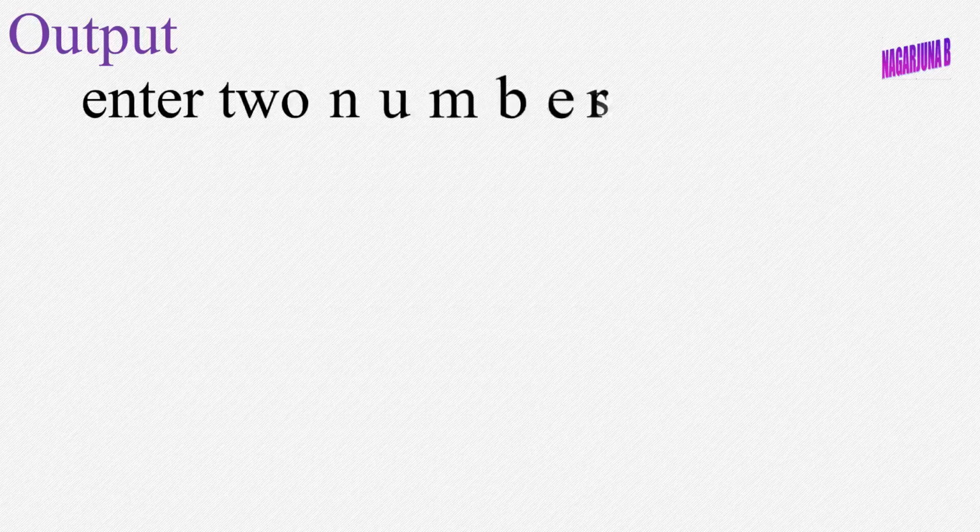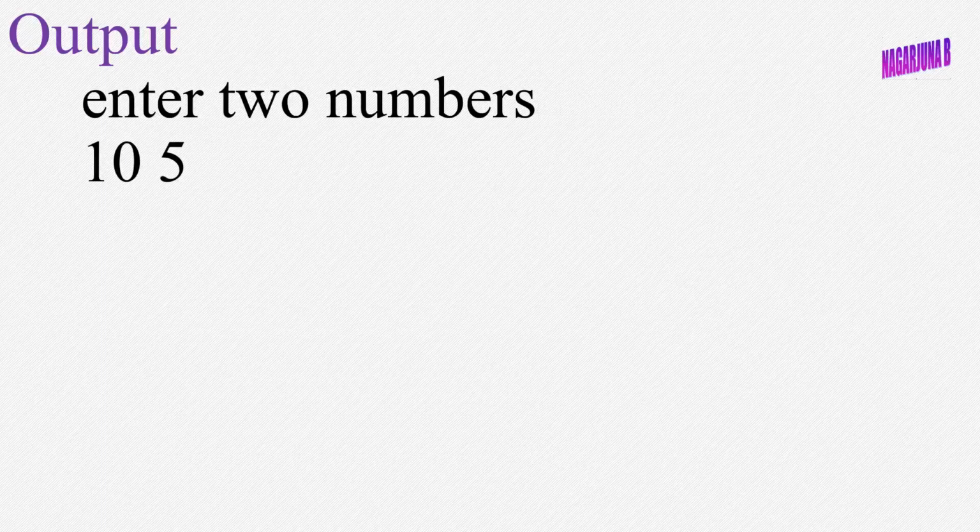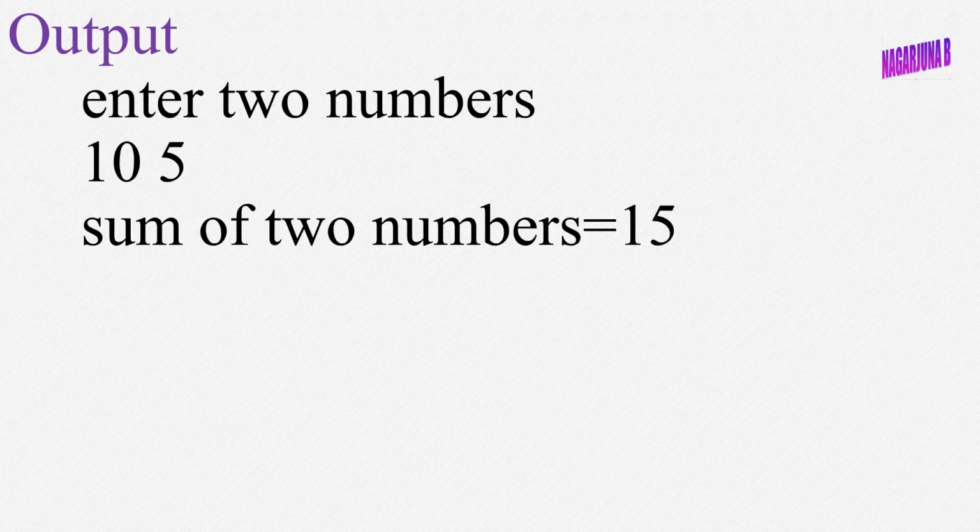When we run that particular program, the output will be in this manner. It will ask the user to enter two numbers. If I enter the values as 10, 5, it will give the result as sum of two numbers is equal to 15. This is the way the output will be displayed.